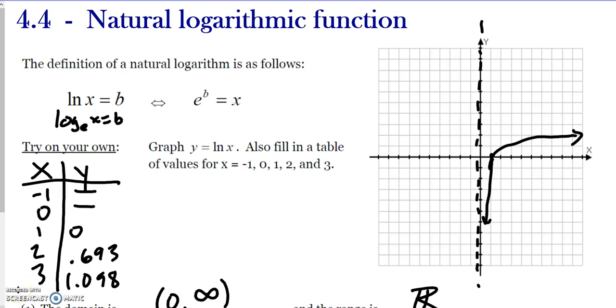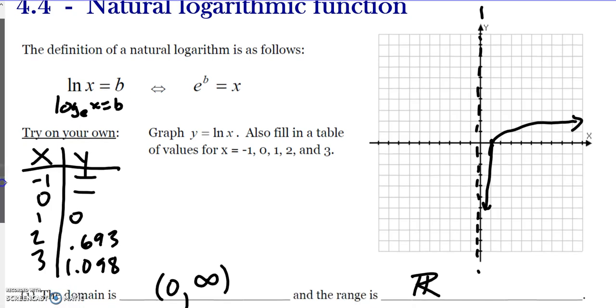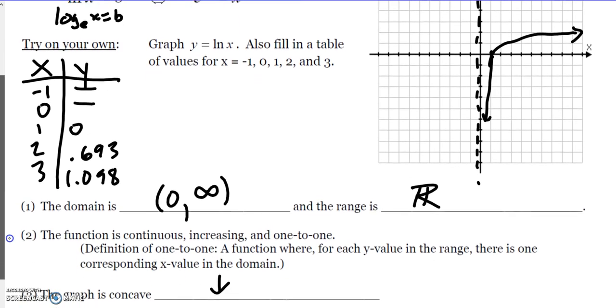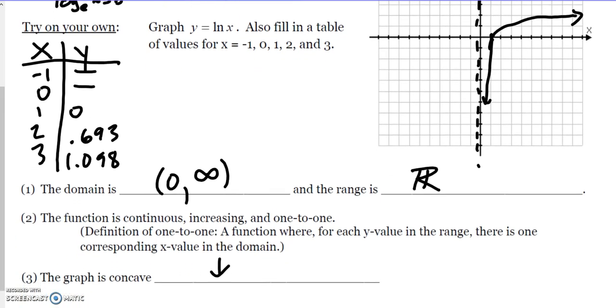Okay, so here's your table and your graph, and hopefully you remembered to graph your asymptote. Again, that's an important part of the graph there. And let me move this down. So hopefully you filled in 1, 2, and 3 as well. Domain is 0 to infinity. Range is all real numbers. Again, you could have written negative infinity to positive infinity.